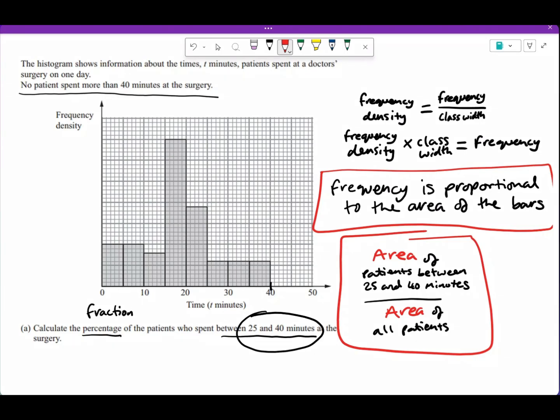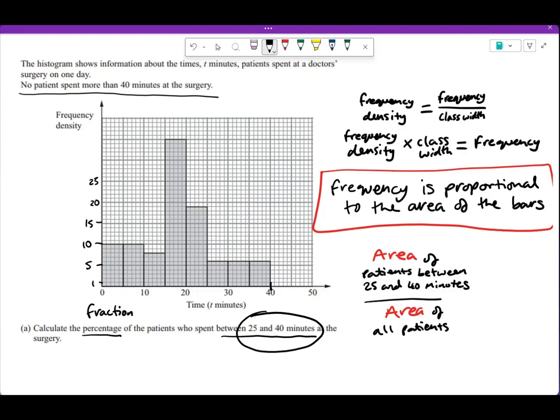So let's go and make up my scale on my frequency density axis. I'm just going to call every little box 1. So the bigger boxes, which is 5 little boxes, would be 5. So we'd have 10, and then 15, and then going up like that, 20, 25, 30, and then 35, and I can stop there.